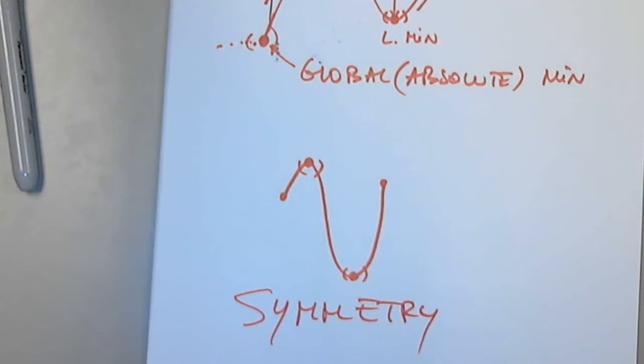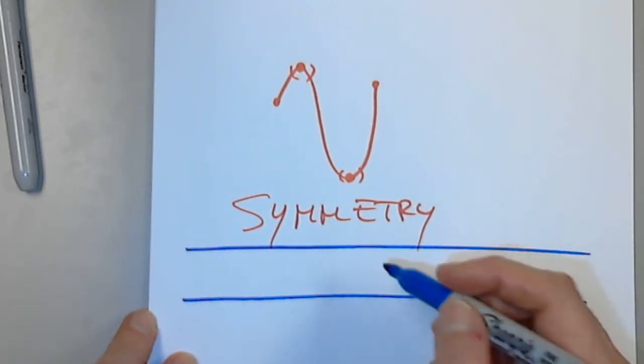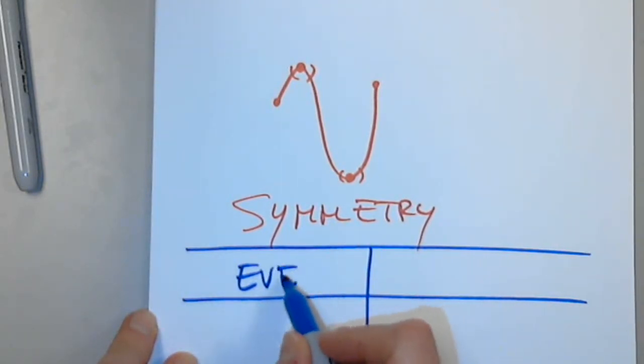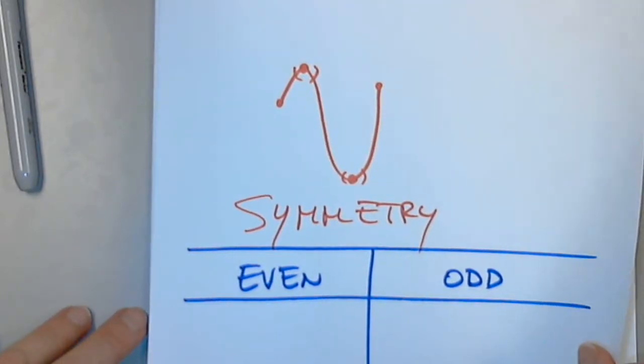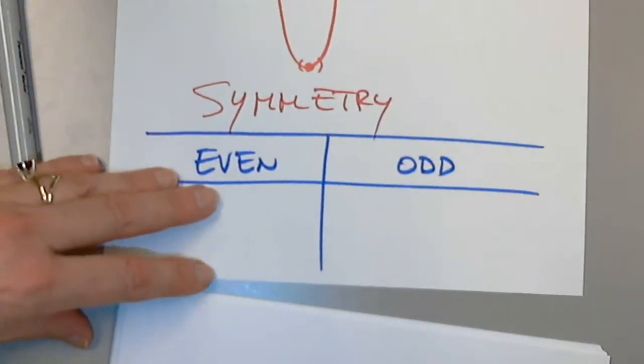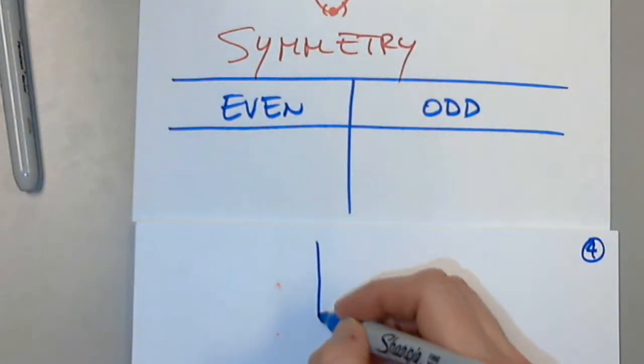There are two different types of symmetries for functions. And here they are. So a function can be even, or a function can be odd. If a function is not even and is not odd, we will say the function is not symmetric. Since I always run out of room, I'm going to move on to the next page. So let me give you an example.